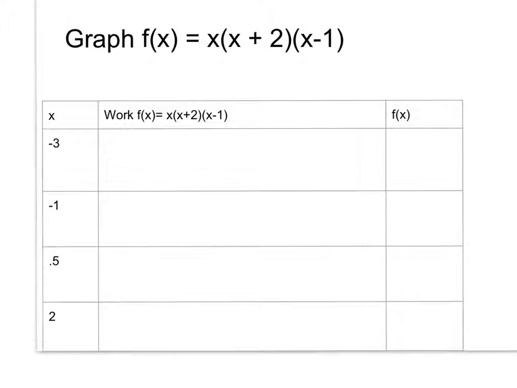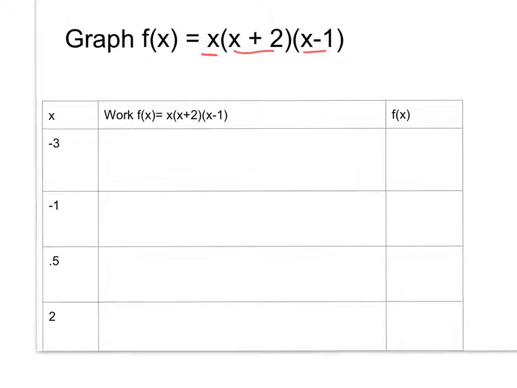Alright, so for our next example, we're going to do a cubic function. And this particular problem is a cubic function because it has 3 factors. My first factor is x, my second factor is x plus 2, and my third factor is x minus 1. So if I multiply x times x, I would get x squared, and then x squared times another x, I would get x cubed. So I know that this will be a third degree equation.